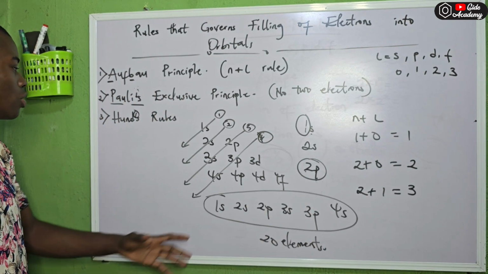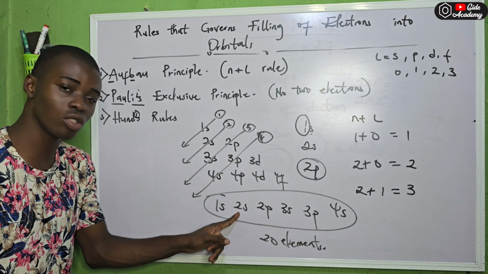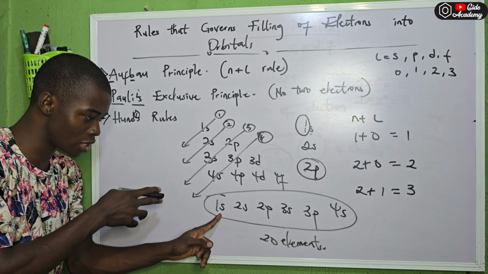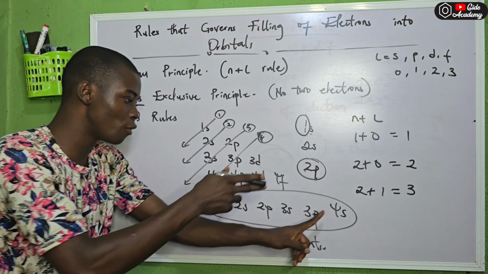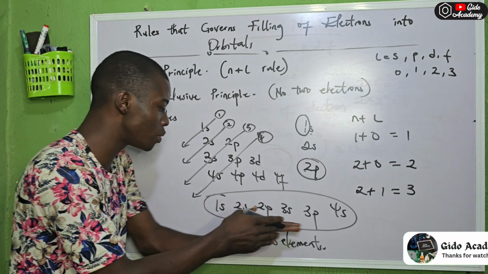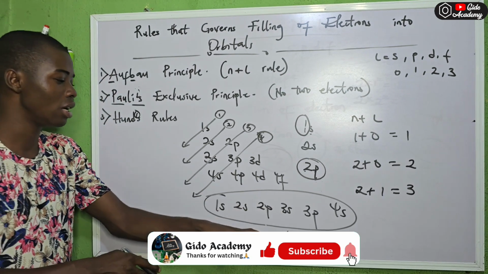So this is the electronic configuration for the first 20 elements. For our Aufbau principle, it's telling us that before you go to the 2s, make sure you fill the 1s first. Before you go to the 2p, make sure you fill the 1s and the 2s first. Before you go to the 4s, make sure you fill all these orbitals before. So that's just everything about the chemistry.